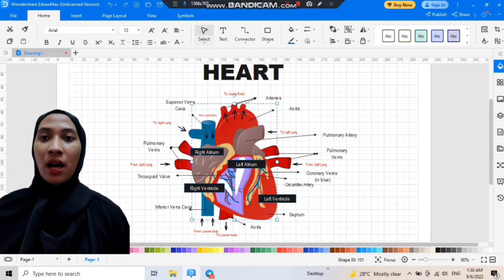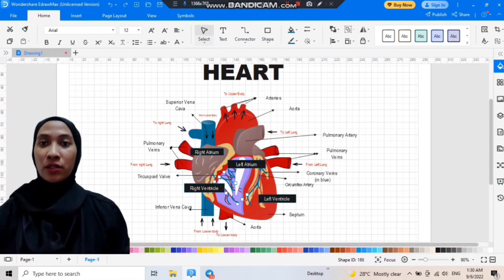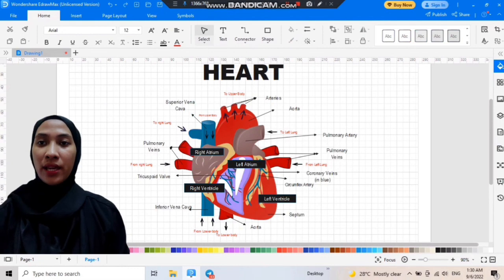Heart valves. The heart valves are like doors between your heart chambers. They open and close to allow blood to flow through. The atrioventricular, or AV, valves open between your upper and lower heart chambers. They include the tricuspid valve, the mitral valve, and also the aortic valve and the pulmonary valve.